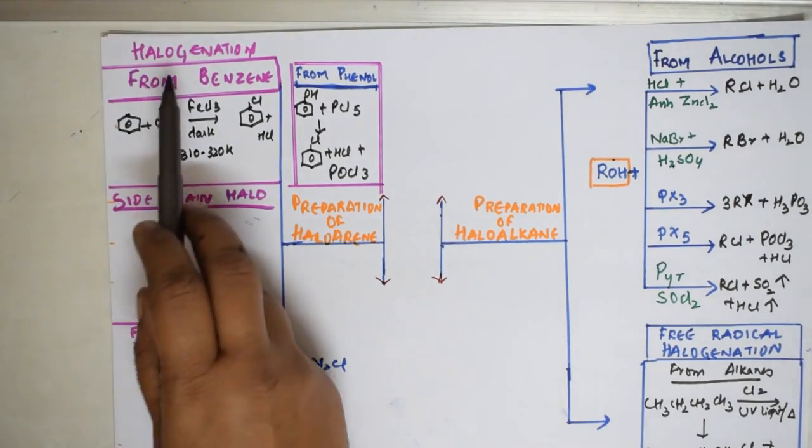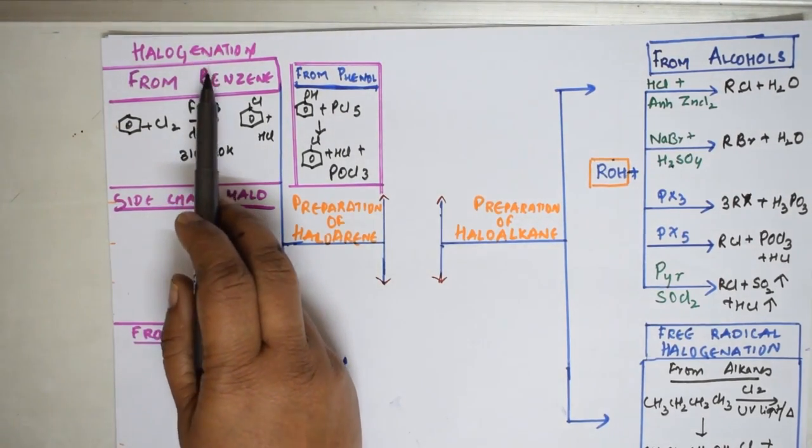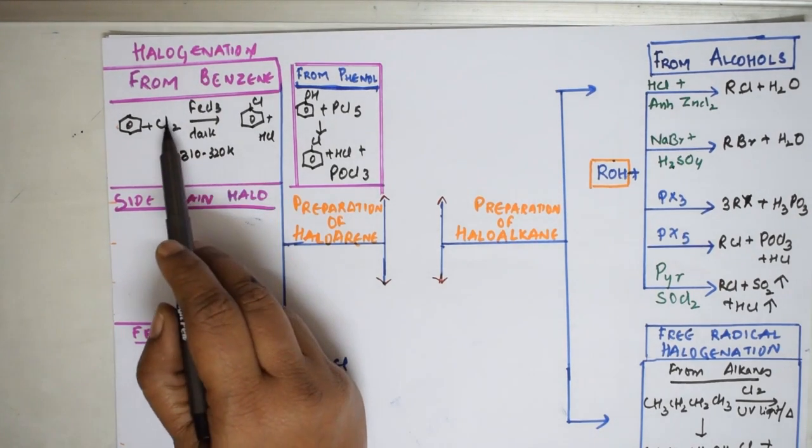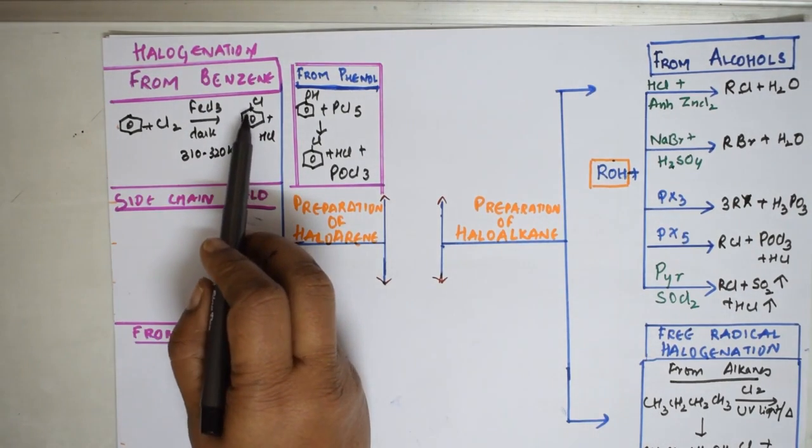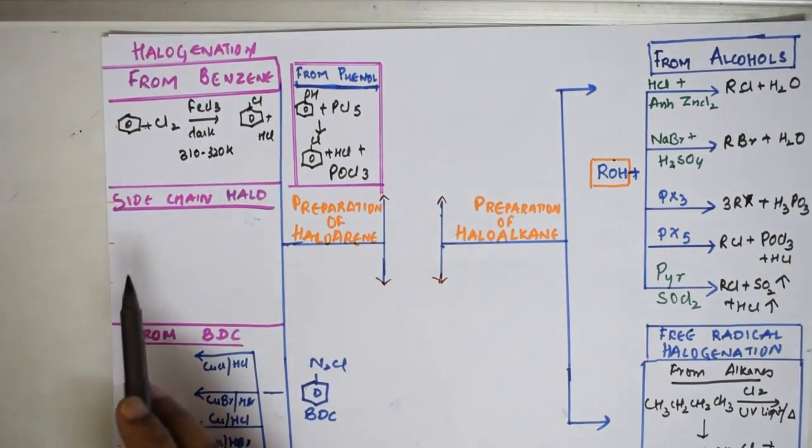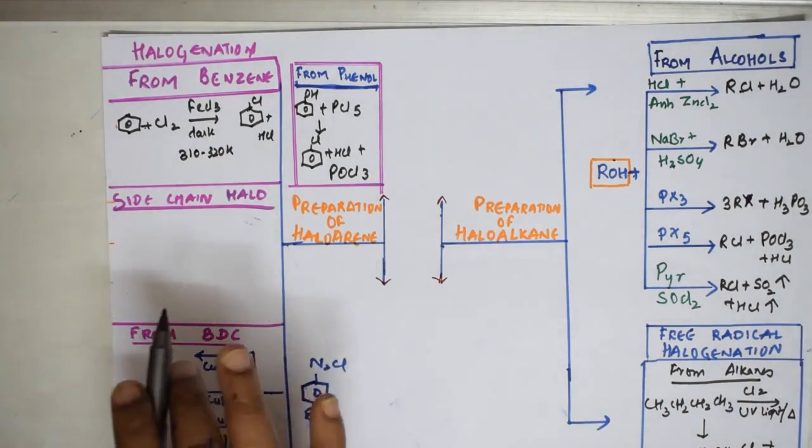Done. What am I doing? I am doing halogenation. Halogenation is nothing but addition of the halogen to the benzene ring by replacement of one hydrogen. Done. Side chain halogenation. This is a very simple reaction.